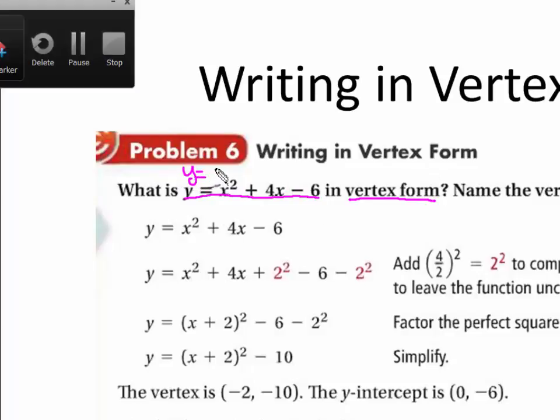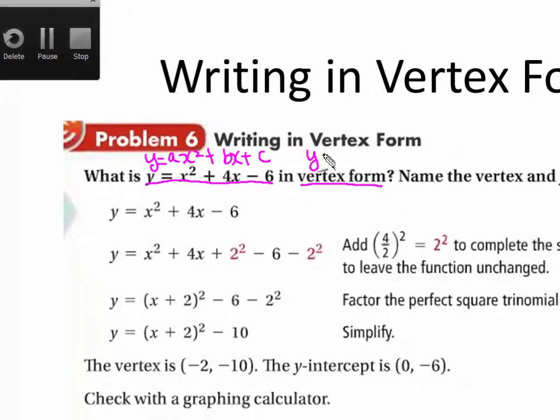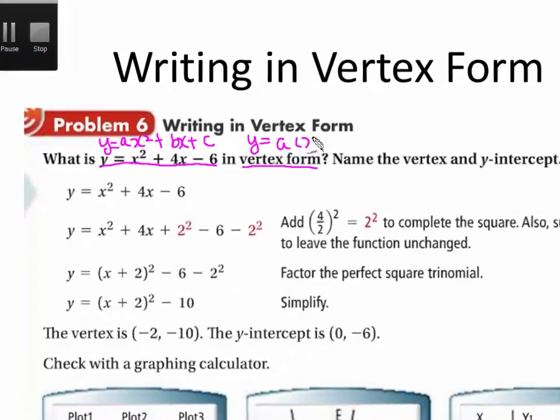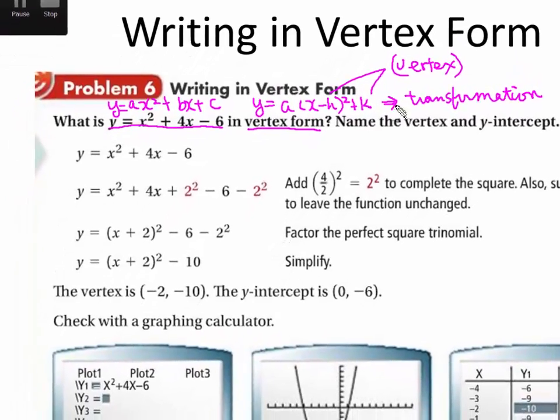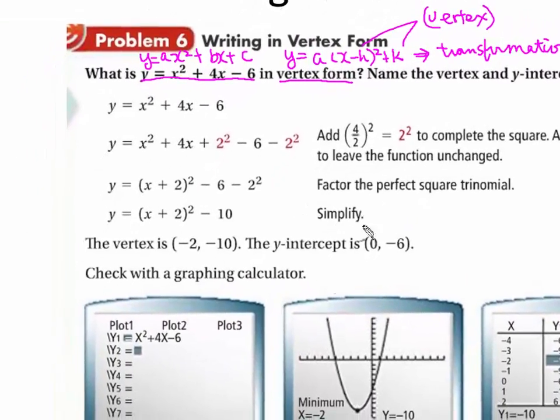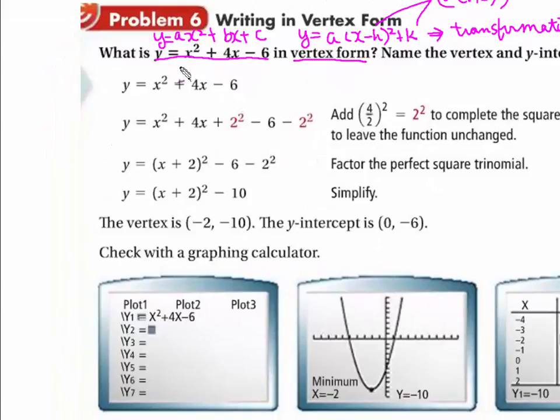The standard form is y equals ax squared plus bx plus c. The vertex form is y equals a(x minus h) squared plus k. (h, k) stands for the vertex. The value of a, the sign before a, h and k, they are all related to the transformation of the quadratic equations. So once we have the vertex form, we can easily sketch a graph of the quadratic function. Now let's see how we're going to convert the standard form to the vertex form.